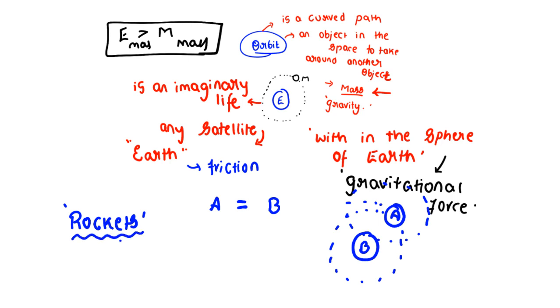The rockets are called launch vehicles. What are we launching here? Here we are launching the satellites, clear? Here we are launching the satellites, so these are used, fine.